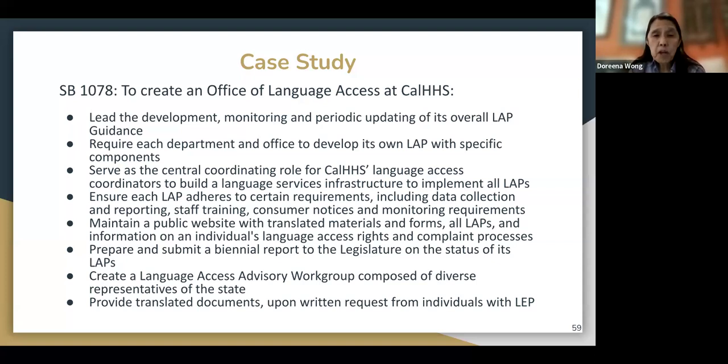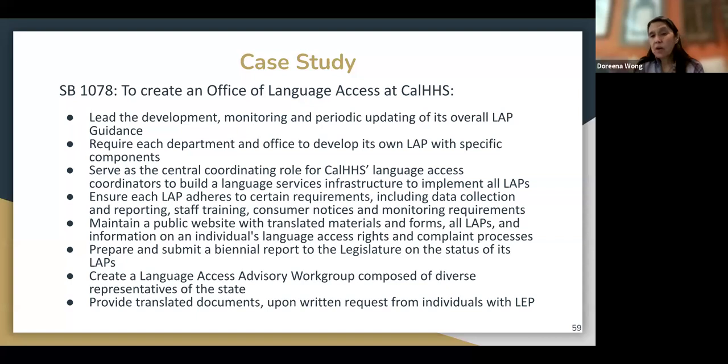For instance, there would be a public website where the office would share their information and resources. There would be a language access advocacy work group. And actually, we had a provision where any language population could request the translation of written documents. So these were all an effort to try to ensure that the efforts that the CalHHS was doing would be permanent.